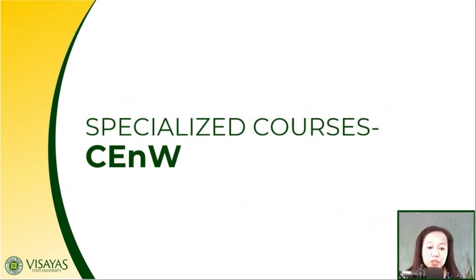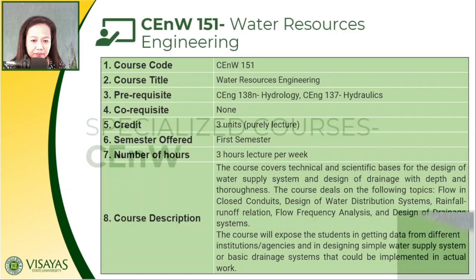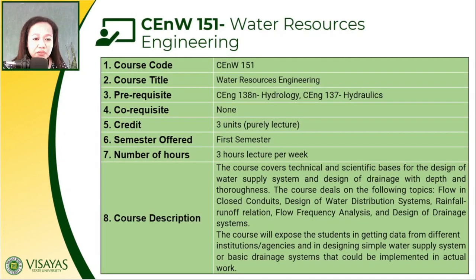So we have here the specialized courses of Water Resources Engineering, or CNW. So CNW 151, or Water Resources Engineering, has the prerequisite courses of CN138N Hydrology and CN137 Hydraulics. So you can enroll in this subject if you already passed the prerequisite courses. So we have 3 units credit for this one. This is purely lecture, and the course is offered this first semester.